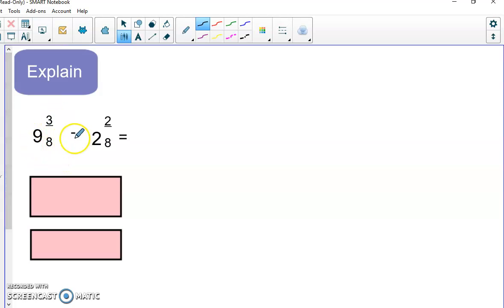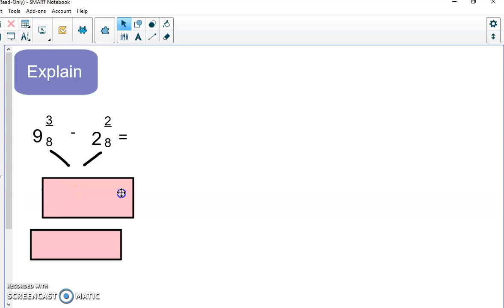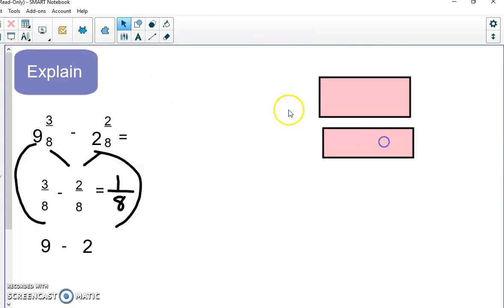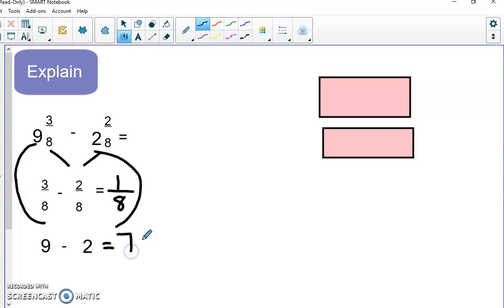Now we have 9 3/8 take away 2 2/8. We always start by subtracting the fractions first. So 3/8 take away 2/8. When we are subtracting, we know our denominator stays the same as 8s, and 3 take away 2 equals 1. Now we need to subtract our whole numbers, 9 and 2. 9 take away 2 equals 7. So our final answer when we put our whole number and fraction together is 7 1/8.